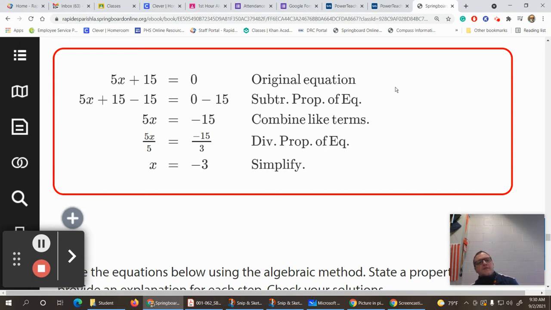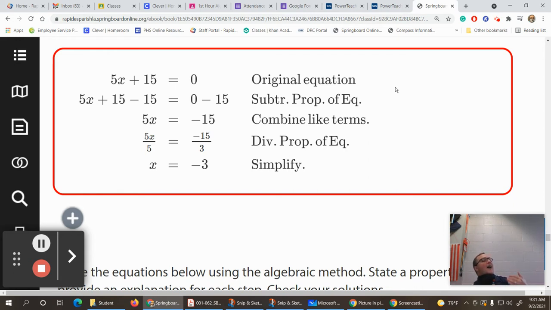So 5x plus 15 equals 0. That's the original equation. My next step, because I'm adding a 15, would be subtracting a 15. And I subtract a 15 from both sides, right? So how do I know what property that is? Well, what operation am I doing? I'm subtracting, so it's the subtraction property. Both sides means equality. So my first step is the subtraction property of equality.